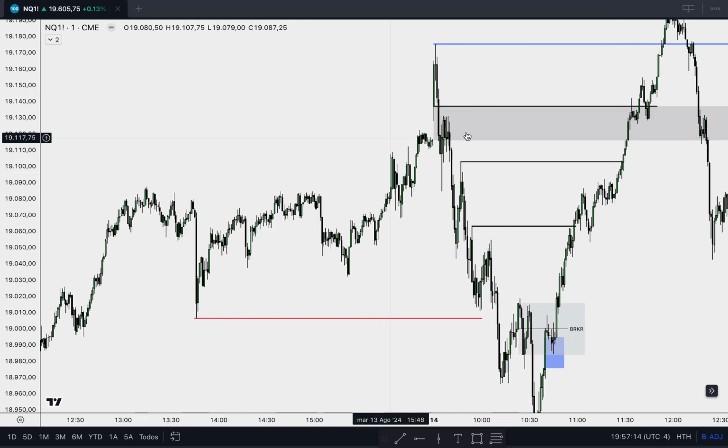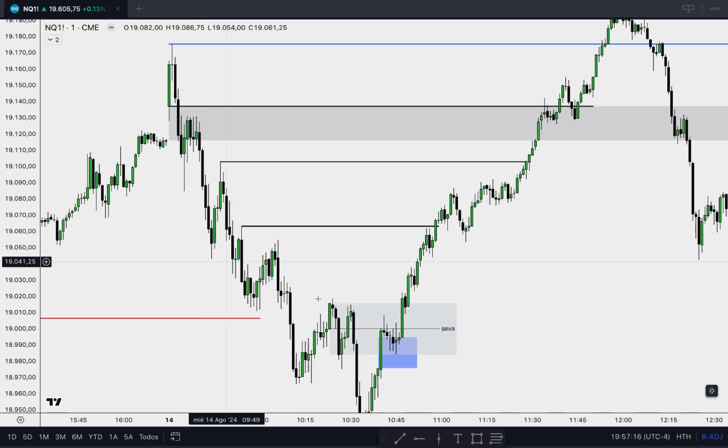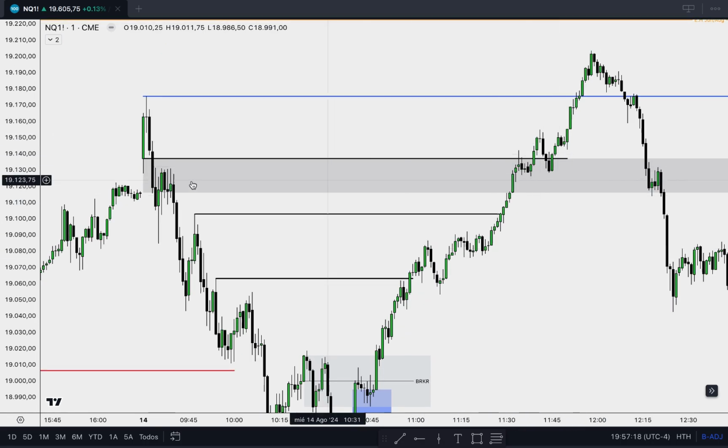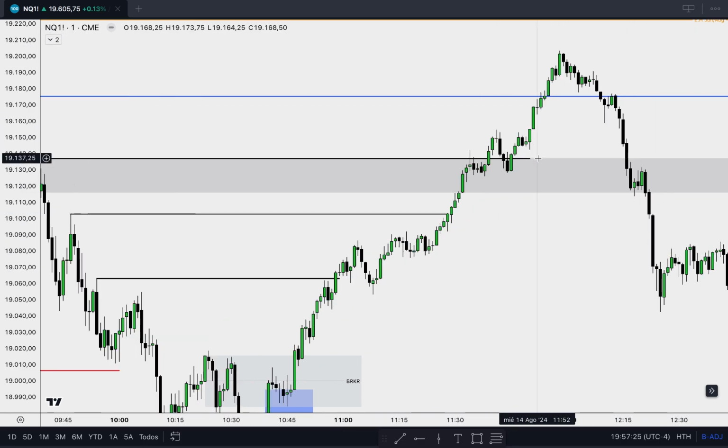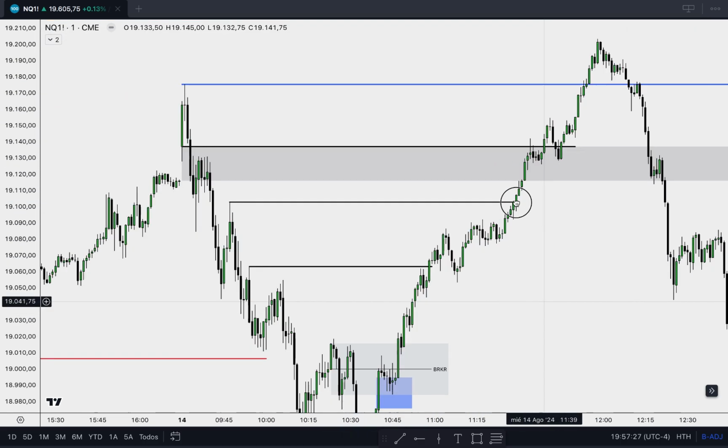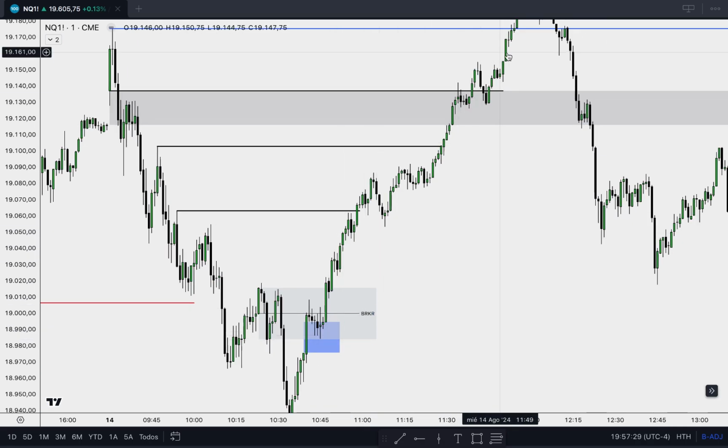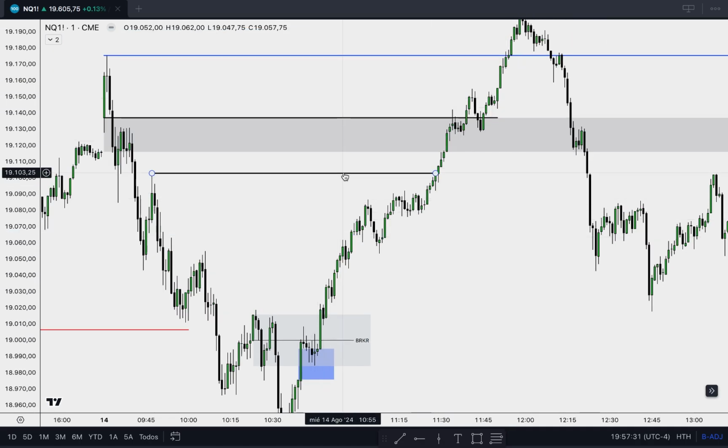We run the buy side here, and this is a safe area to take partials at this level here, but we ran the buy side. It's fine, I don't need this move. I took this long here. It's a really nice trade.